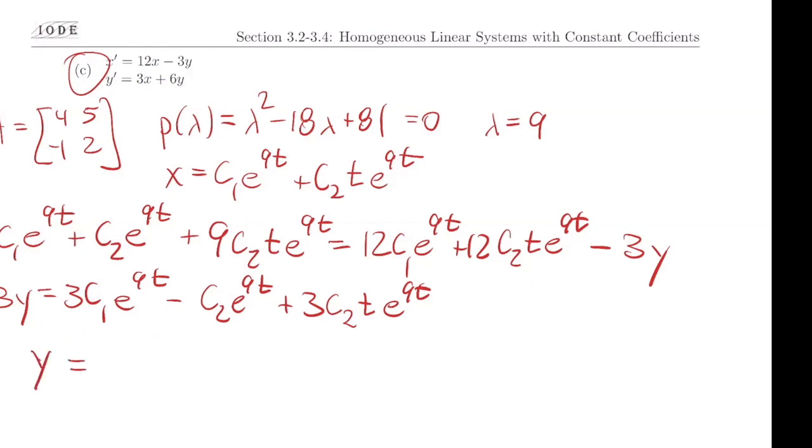And that would give us c1 e to the 9t minus c2 over 3 e to the 9t plus c2t e to the 9t, right? So we divide each of those by 3.